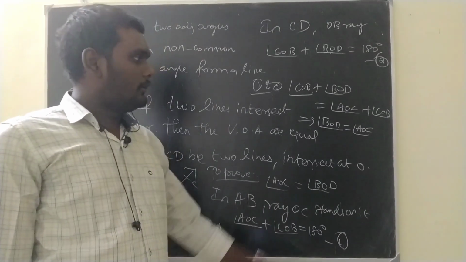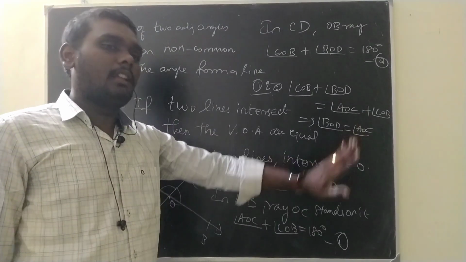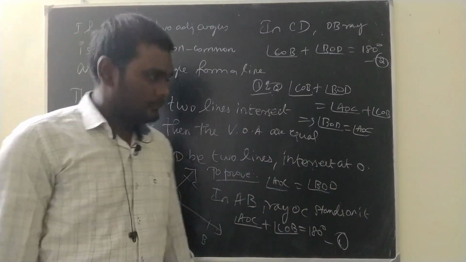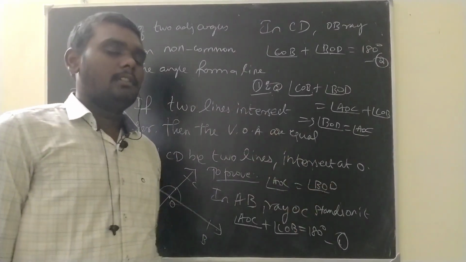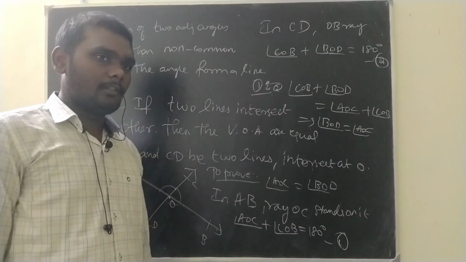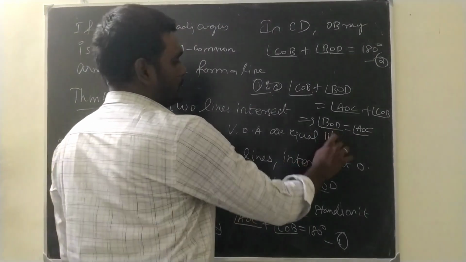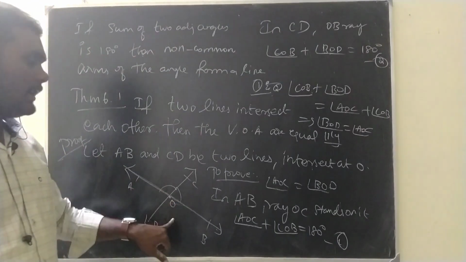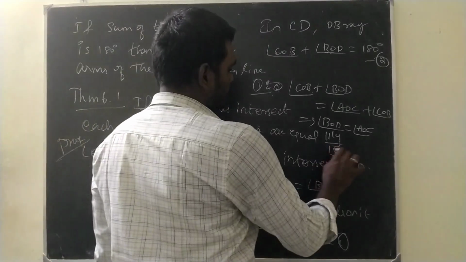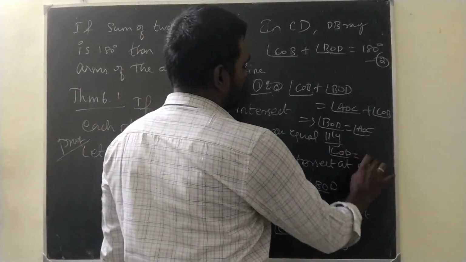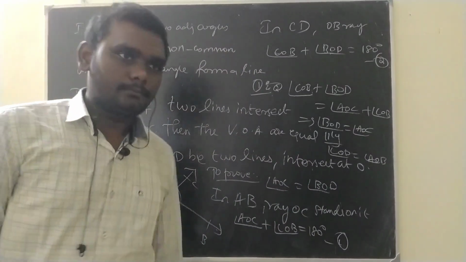Okay. But this is not enough. After that, you have to write, therefore, if two lines intersect each other, then the vertically opposite angles are equal. Also, before that, we need to write: similarly, we can prove the other pair. These two pairs we proved. Then COB equals AOD. That is all. Clear?